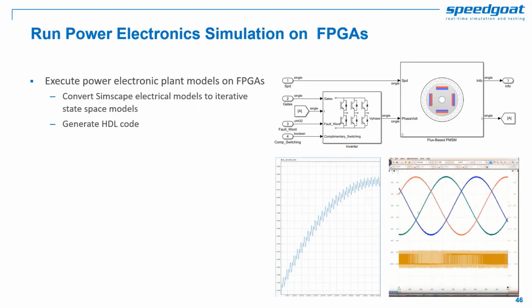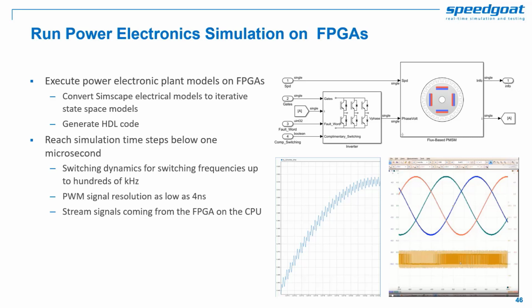For this, you can convert a Simulink model to HDL code. In the case of Simscape Electrical models, they can be converted to switched linear models using the Simscape to HDL Workflow Advisor. Then you can generate HDL code and implement the plant model on a programmable FPGA. By simulating power electronics on FPGAs, you can reach simulation time steps below 1 microsecond and PWM switching signals as low as 4 nanoseconds. This enables you to test your switching algorithm and compute the efficiency of your power converter. Once your power converter is implemented on the FPGA, you can start real-time simulation in one click and observe switching dynamics for switching frequencies up to hundreds of kilohertz on an oscilloscope or directly in Simulink using data streaming capabilities.